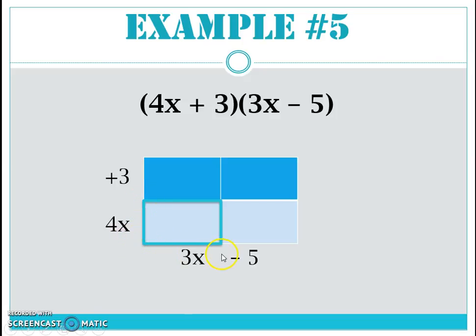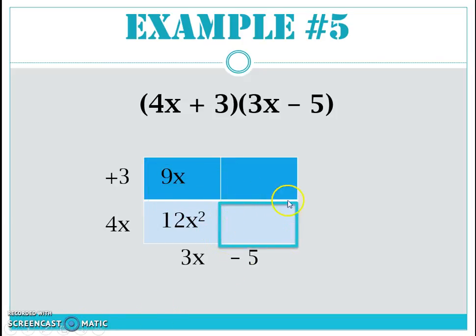So the length of this one is 4x and the width is 3x, so we multiply those to get 12x squared. Then we find the area of the next box. So the length is 3, the width is 3x. Make sure you look at the outside. So 3 times 3x is 9x. Again, we're finding the area of this box. The length is 4x, the width is negative 5, so 4x times negative 5 is negative 20x. And then we find the area of the last box, again going to the outside. 3 times negative 5 is negative 15.